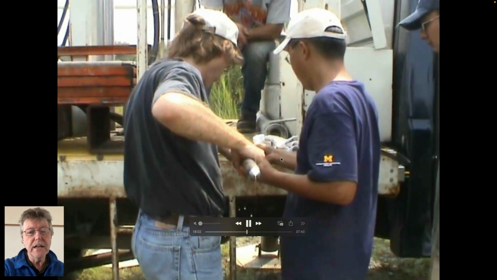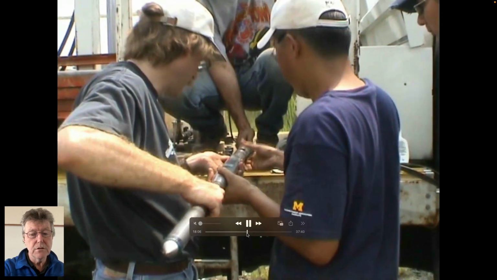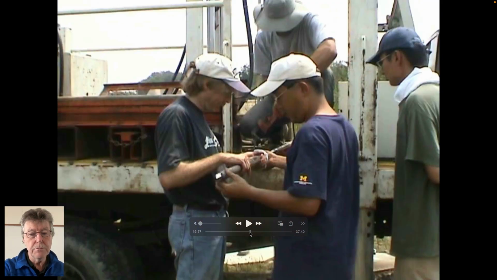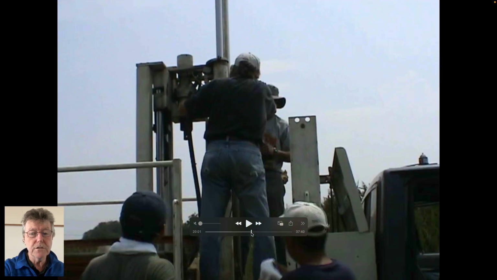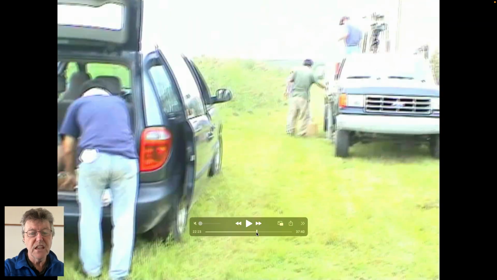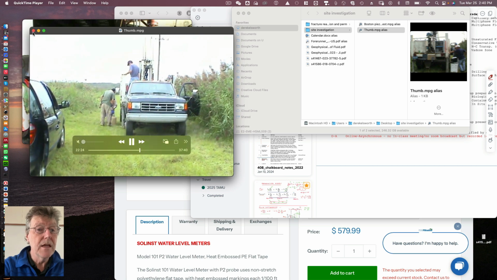This is the end rod that gets added as it's pushed into the ground. I'm not sure whether we see anything else here. This was with a colleague from the University of Michigan group who owned this truck. There's a bunch of other stuff you're probably not interested in seeing.